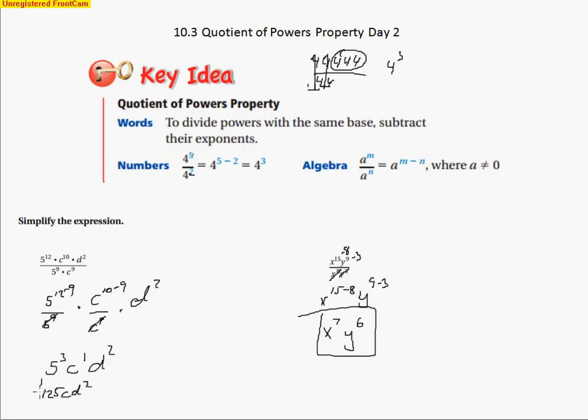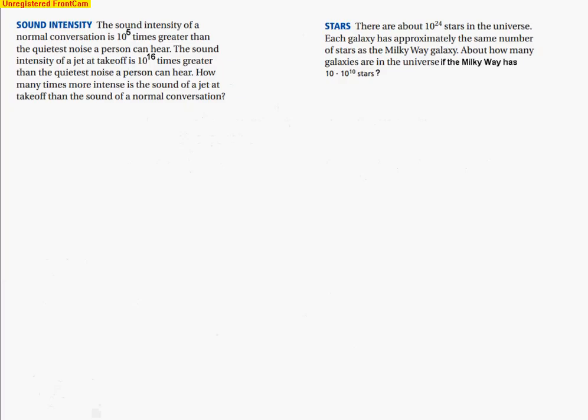So let's take a look at the other types of problems that we might end up seeing. And here we've got 2 different problems. It says sound intensity. The sound intensity of a normal conversation is 10 to the 5th times greater than the quietest noise a person can hear, where the sound of a jet taking off is 10 to the 16th times greater than the quietest noise a person can hear. So they're comparing these 2 different amounts to the same aspect, the quietest noise a person can hear.